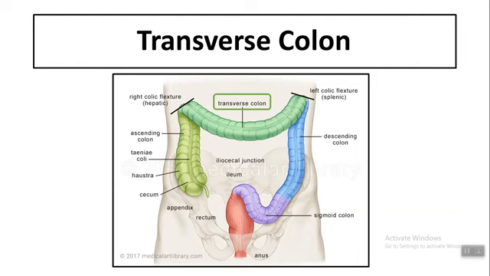The transverse colon. The transverse colon is the longest part of the colon, extending between the right colic flexure or the hepatic flexure to the left colic flexure or the splenic flexure. It might reach up to 38 centimeters in length. It forms a U-shaped concavity, and this U-shaped concavity might reach the umbilical or even the hypogastric region to the pelvis.